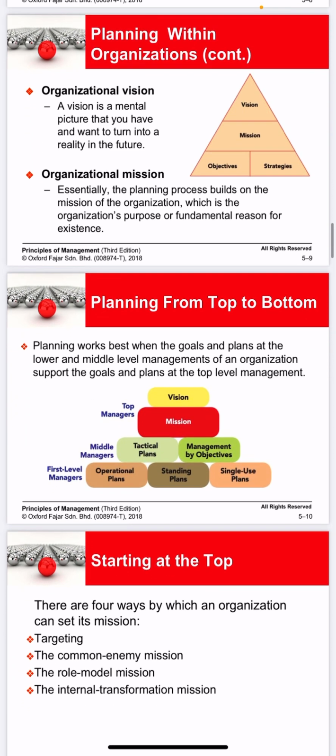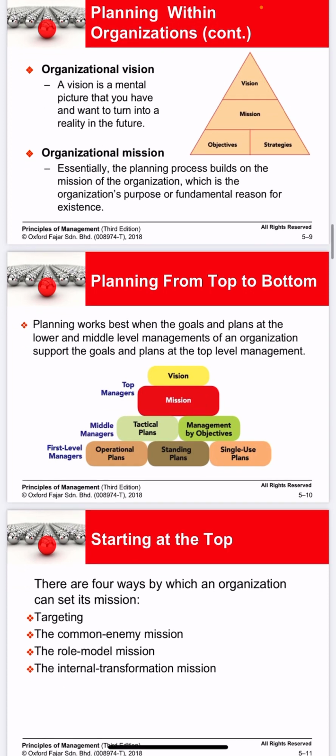Planning from top to bottom. As you can see right here, there are 3 levels of managers. We had already learned in the first chapter the 3 levels of managers, which are top managers, middle managers and first level managers. For developing the vision and mission of the company, the top managers are involved in that process, while middle managers are involved in the process of tactical plans and MBO, and first level managers are involved in the operational plan, standing plan and single use plan.